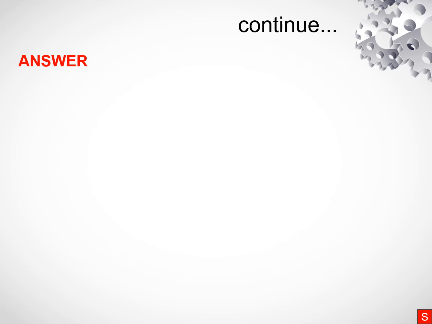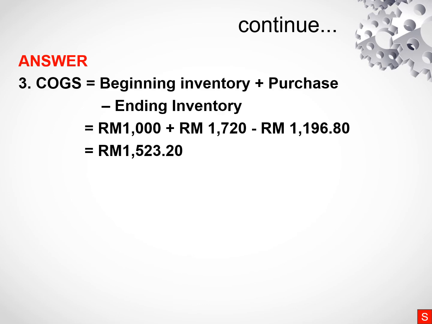Question 3 is to calculate cost of goods sold. Cost of goods sold equals beginning inventory plus purchases minus ending inventory, equals 1,000 plus 1,720 minus 1,196.80. This information you can get from question number 2 just now. So the cost of goods sold equals 1,523.20.